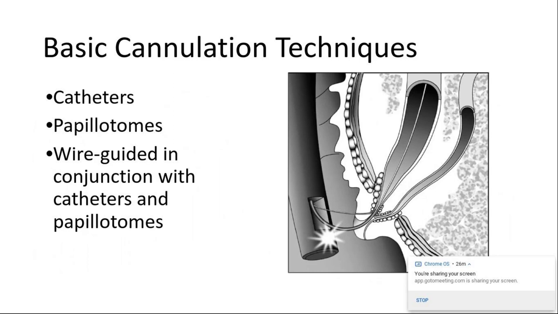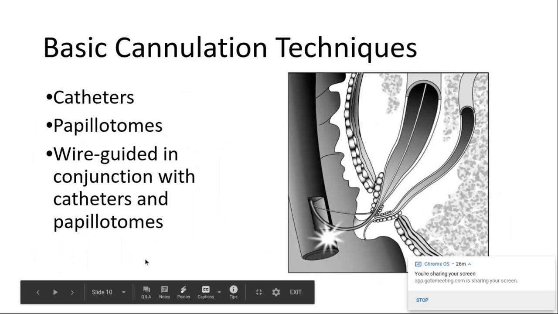So overall, available evidence supports the use of the papillotome with or without the guide wire in lieu of a standard cannula as your initial cannulation device, because these devices are more efficient and more successful and also convey reduced rates of pancreatitis. Next slide.